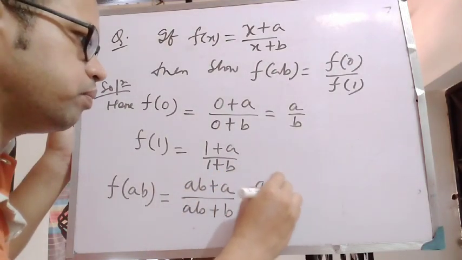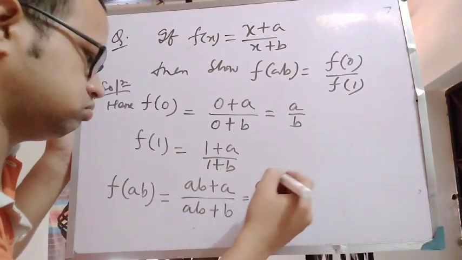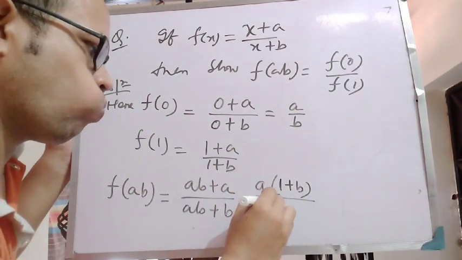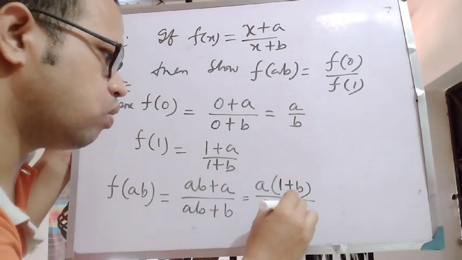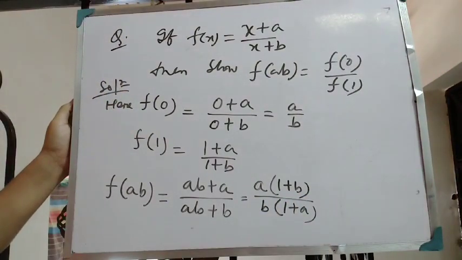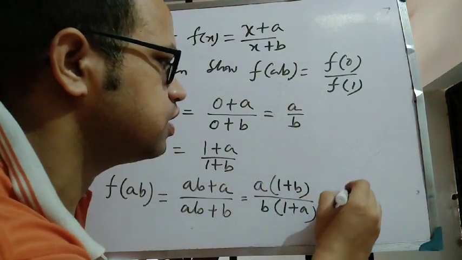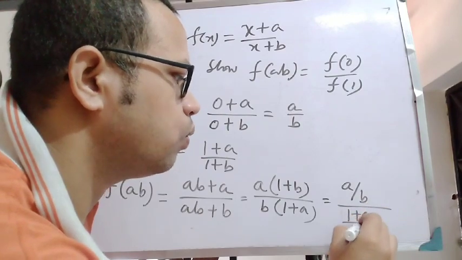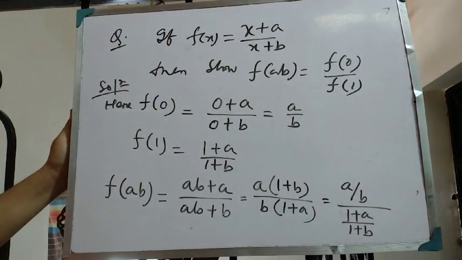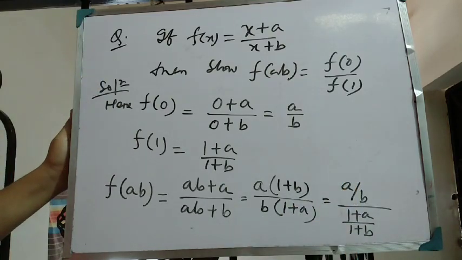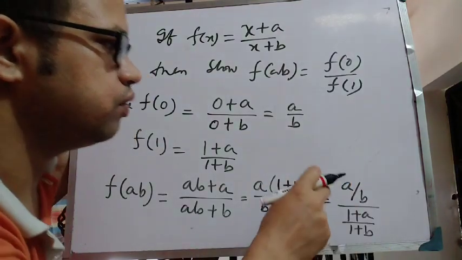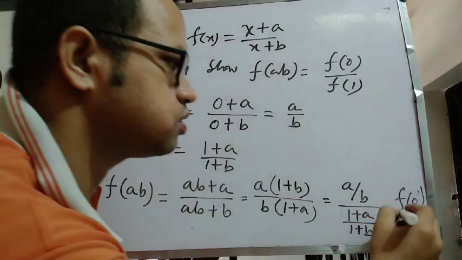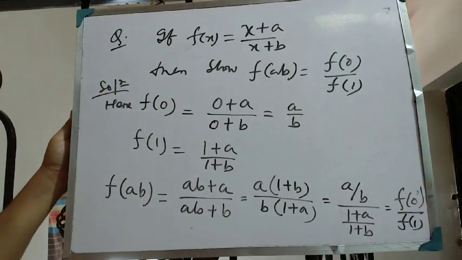You can take common a from here, it gives you 1 plus b, and take common b, it gives you 1 plus a. So you clearly see that you can write this as a/b whole divided by (1 + a)/(1 + b). You can express it as a ratio of two fractions. Clearly you have written f(ab) as f(0) and f(1) as this, so it is f(0)/f(1).